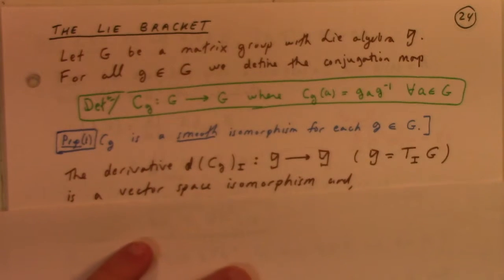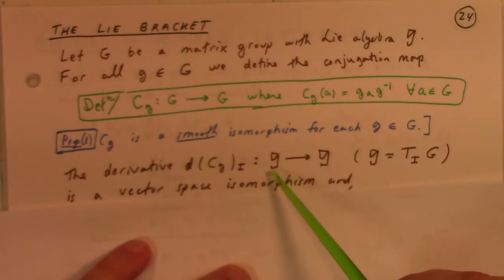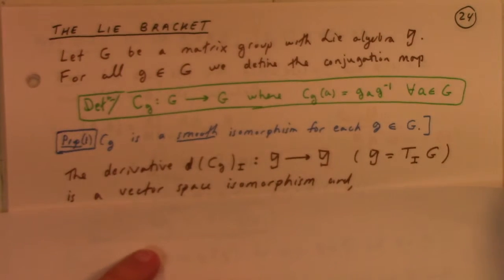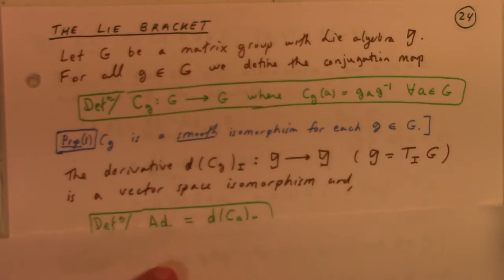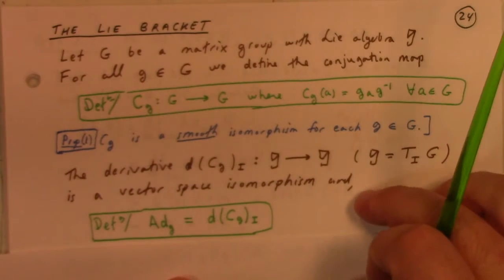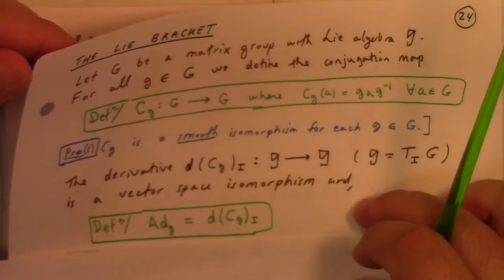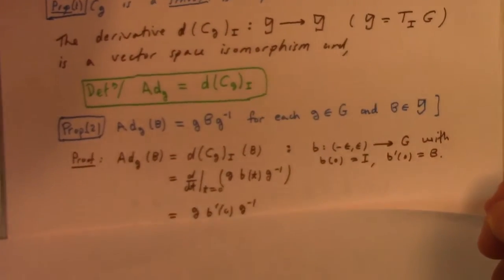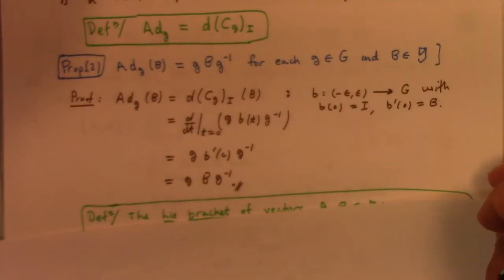And the derivative, the differential if you like, at the identity is going to be a mapping from Lie algebra to Lie algebra. And more than that, it's a vector space isomorphism. And we have a definition for it. The big Ad, so Ad sub g, the adjoint, is the differential of the conjugation at the identity. Now there's a couple different adjoints that get floating around here, so I'm going to call this big adjoint, if you don't mind. Big Ad.